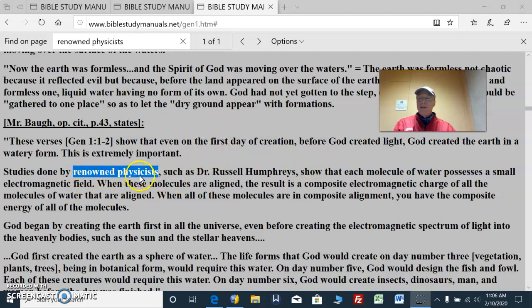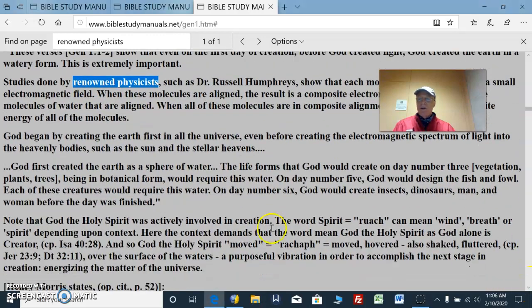Studies done by renowned physicists such as Dr. Russell Humphreys show that each molecule of water possesses a small electromagnetic field. When these molecules are aligned, the result is a composite electromagnetic charge of all the molecules of water that are aligned. When all of these molecules are in a composite alignment, you have the composite energy of all the molecules. God began by creating the earth first in all the universe, even before creating the electromagnetic spectrum of light into the heavenly bodies, such as the sun and the stellar heavens. Earth first. God first created the earth as a sphere of water.